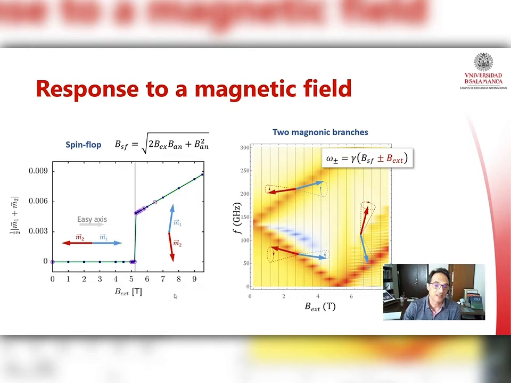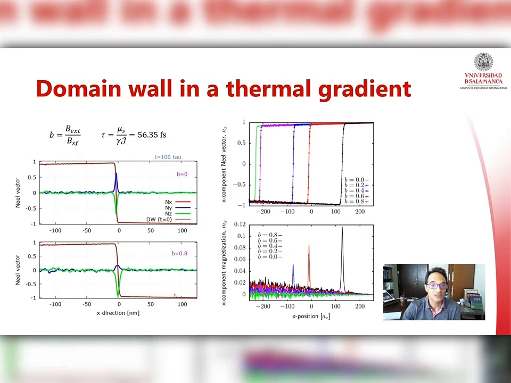Once I have pointed out these two aspects, let's see what happens when we put the domain wall inside the thermal gradient in the presence of an external applied field. From now on, I will use this lowercase b for the external field, which is the external field in Tesla divided by the spin flop value. So b is going to be between 0 and 1, always smaller than 1. And time, I'm going to measure in units of tau for convenience, but this is not so relevant. Just keep in mind that for the results I'm going to show, the typical time scale is in the picosecond regime.